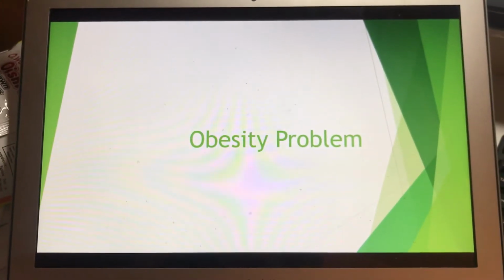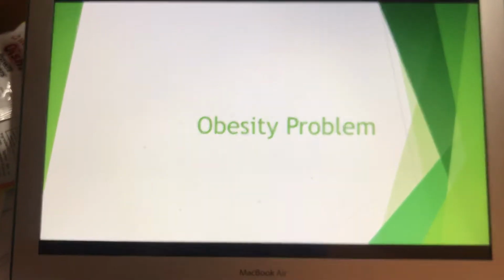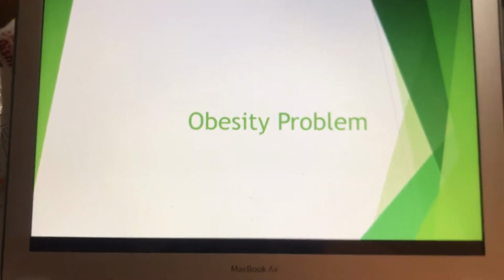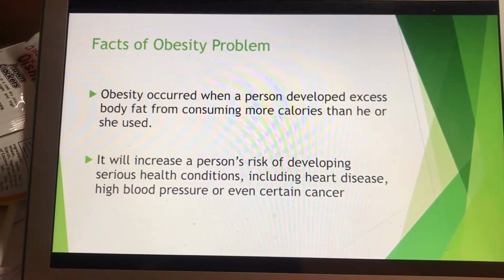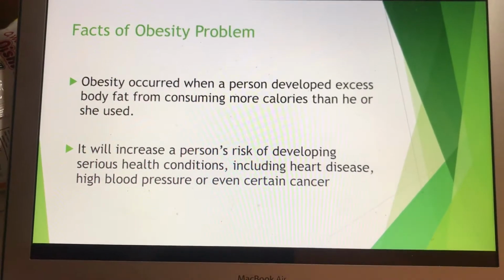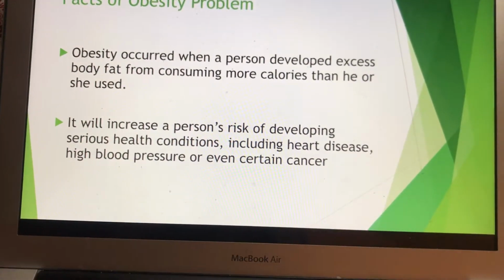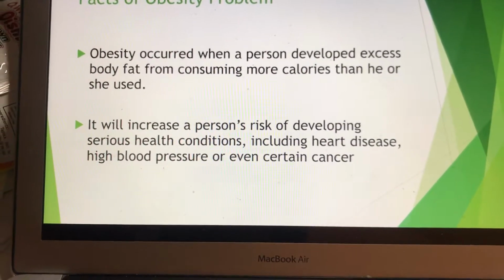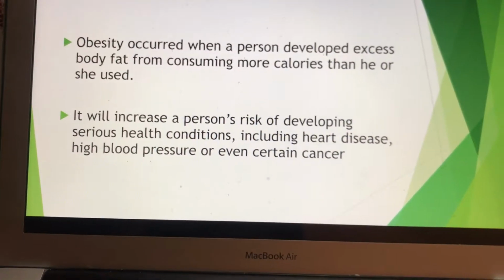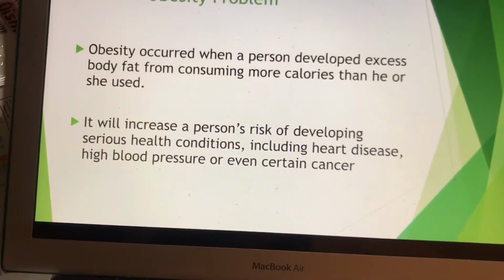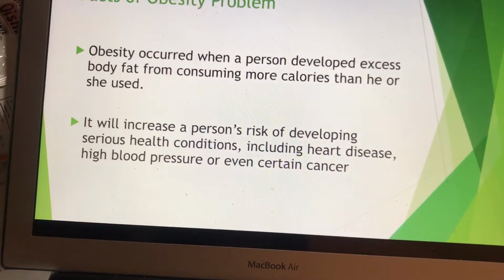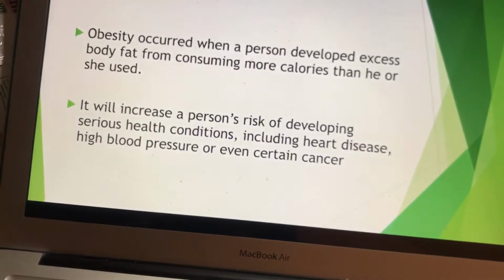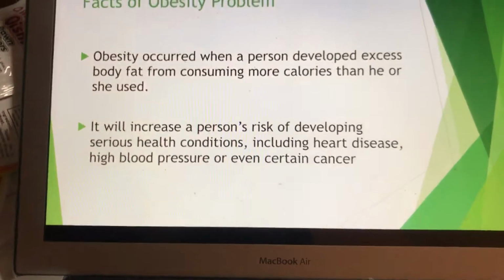So today I want to talk a little about the obesity problem. Obesity occurs when a person develops excess body fat from consuming more calories than he or she uses, and it will increase a person's risk of developing serious health conditions such as heart disease, high blood pressure, or even certain cancers. So it is really an issue that deserves our attention.